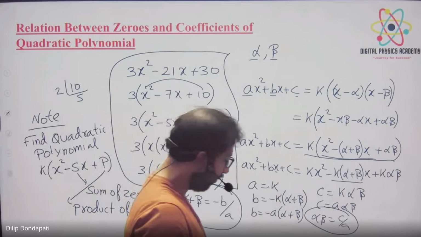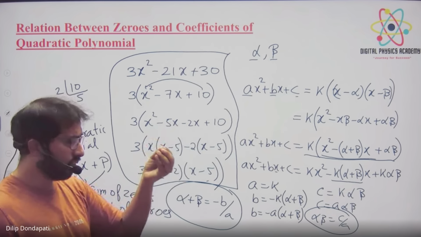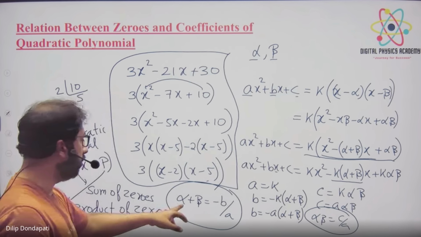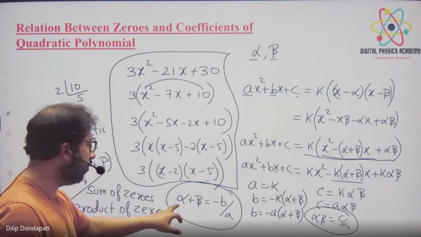So what will happen in the exam? They'll give a quadratic polynomial and tell you to find the relationship between zeros and coefficients. So what do you have to do? Simply split the middle term and try to find alpha and beta. The two factors you got, one is alpha, one is beta. Then you can check whether the relationship is true or false. Okay, we will see.